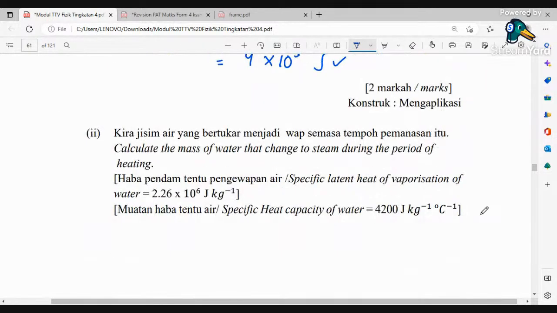Okay, now calculate mass of water change to steam during period of heating. So kita ada Pt equals mLv.